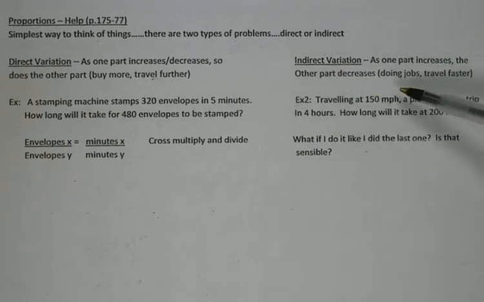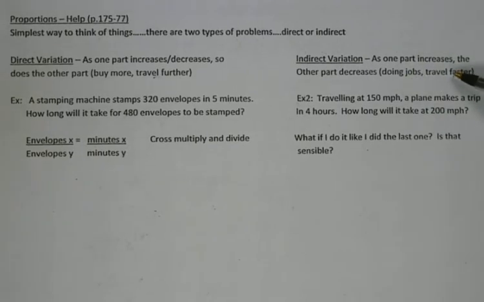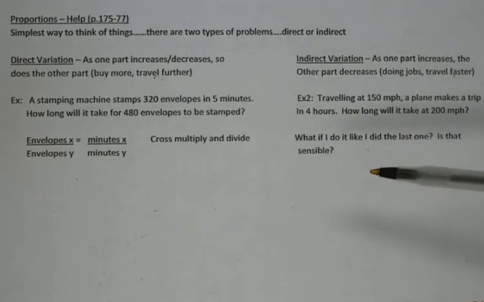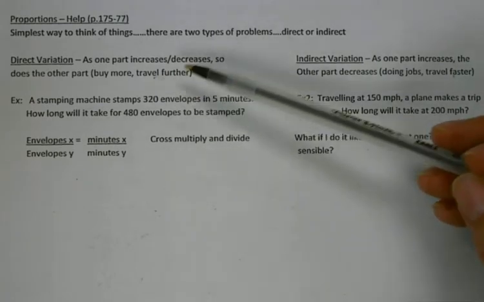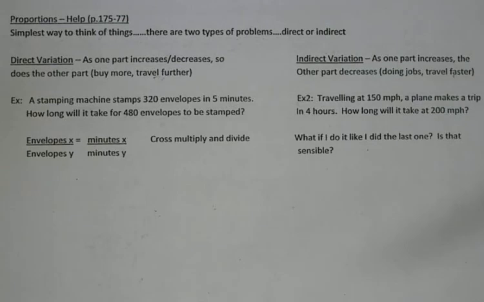So for instance, I look at doing jobs. If I'm doing a job myself and 2 more people start helping me, more people, less time. Travel faster. If I'm driving to St. Louis and I'm going 60 miles per hour, but then somebody else goes 80, they're traveling faster, they're going to get there sooner. Now I want to make sure, because I may have misspoke over here. Here, travel further, okay, costs more money, takes more time. I want to make sure that I didn't make that indirect.